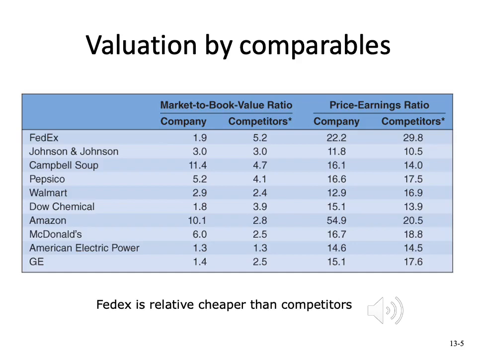Similarly, if you look at the market to book value, the book value is the historical accounting value. So for each book value, FedEx has a multiple of 1.9, meaning for each book value, the market value of FedEx is 1.9 times, while for the competitors, for each dollar of book value, or the historical accounting value, the competitor's price is 5.2 times. So both ratios point out that FedEx is relatively cheaper than its competitors.